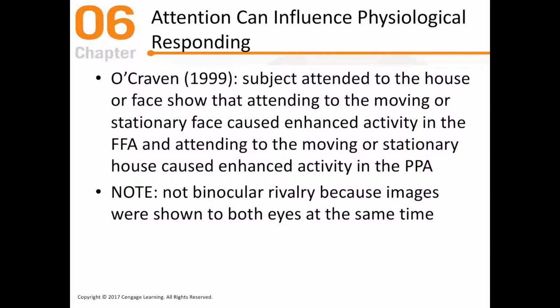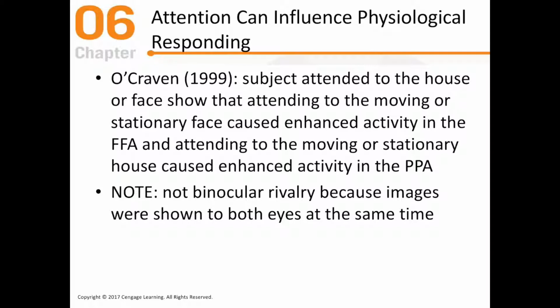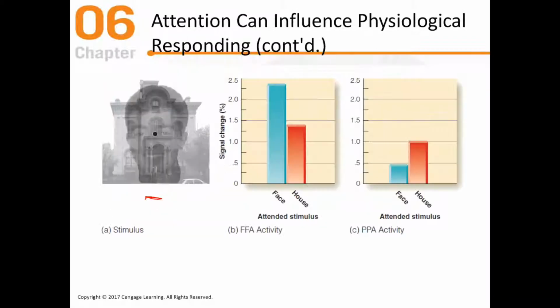We talked about something similar before, where there was a face in a house, as you can see in the stimulus here. But we had talked about binocular rivalry before. In this case, we're talking about both eyes being exposed to this picture. And O'Craven wanted to see what would happen if they told the subjects to attend to either the house or the face. And actually, like I'm telling you now, I want you to look at the face. I want you to look at the house.